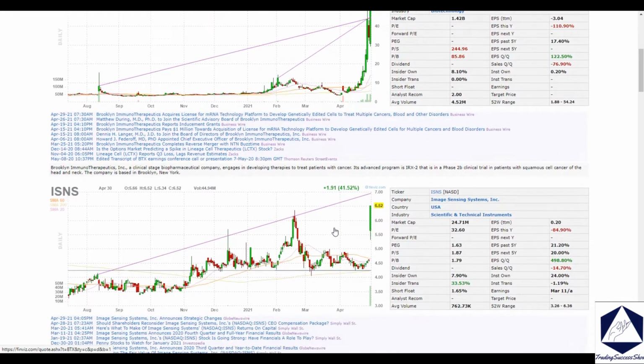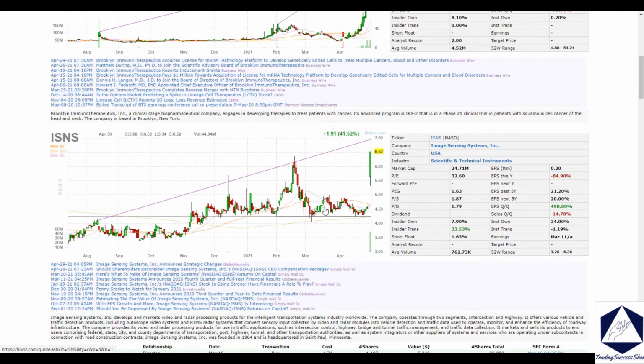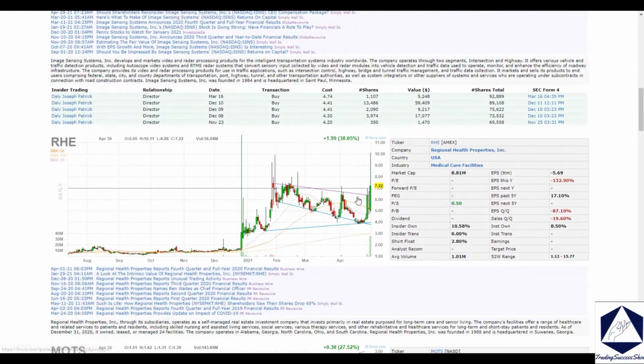The next one is going to be ISNS. The reason why I'm not going to go into this stock is because it's already extended. I will wait for a pullback around the $6 area before I can think about going long on that one. Though there is also institutional or directors buying the stock.